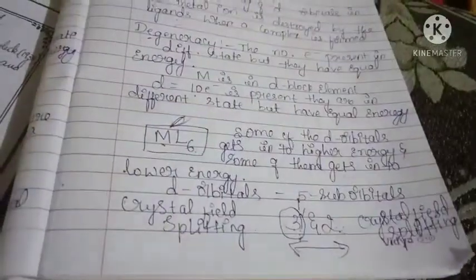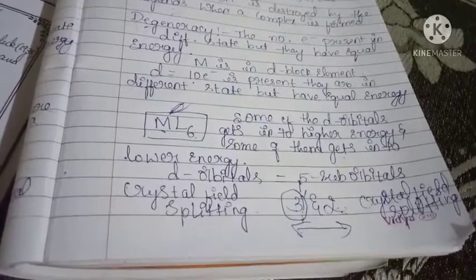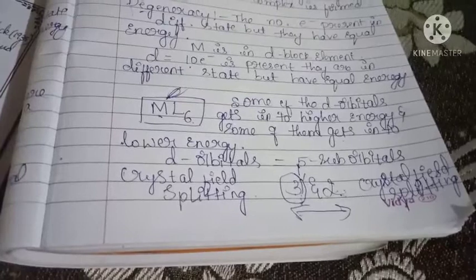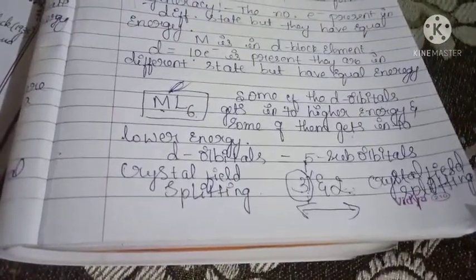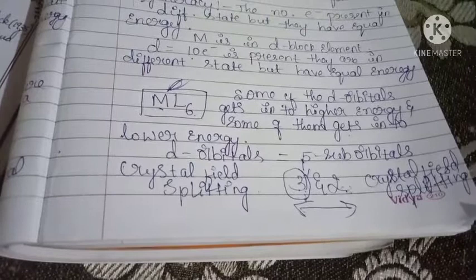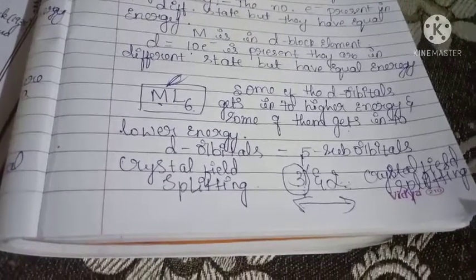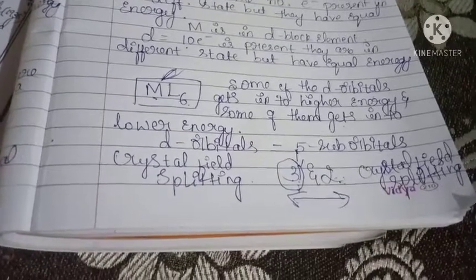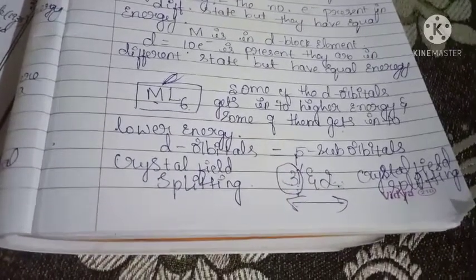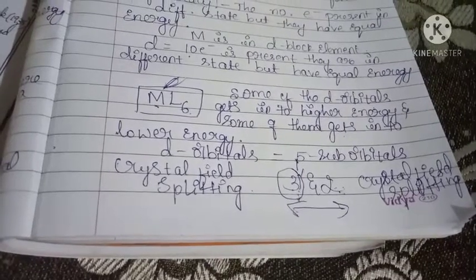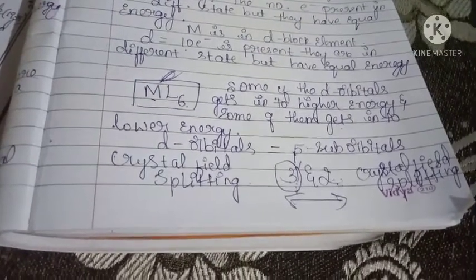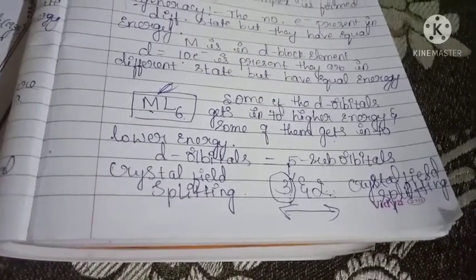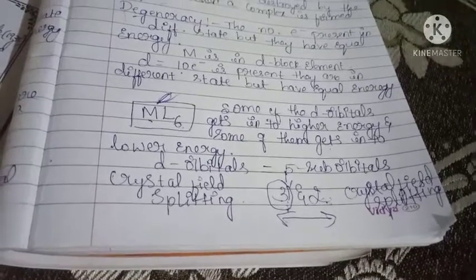It means the splitting of d orbitals of the metal ion into sets of orbitals having different energies. It means there will be no equal energy. Degeneracy means they have equal energy, but when splitting takes place, the electrons present in the central metal ion have different energies. That is called crystal field splitting.